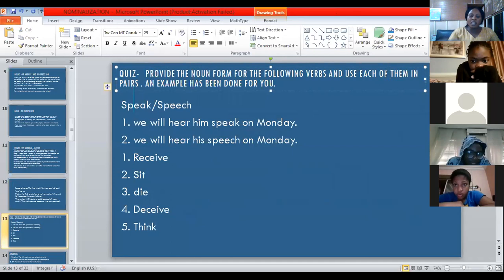Speak is the verb form of speech. Speech is the noun form. It has been used in two different sentences. You will use the first one, speak, in a sentence. The speech was also used in a sentence. Meaning, you'll be given a word, for example, the word receive, which happens to be a verb.